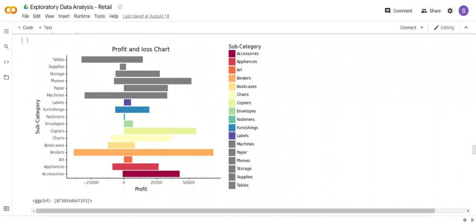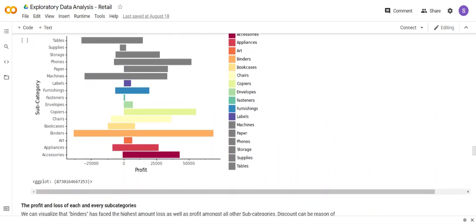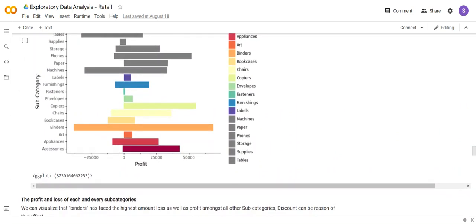In the profit and loss chart we can see clearly that binders has faced the highest amount of loss as well as profit among the other subcategories. Because of the discount, you can see that binders has got more discount than any other, so the sales are also high. But if you check the profit rate, it's not that high in binders.